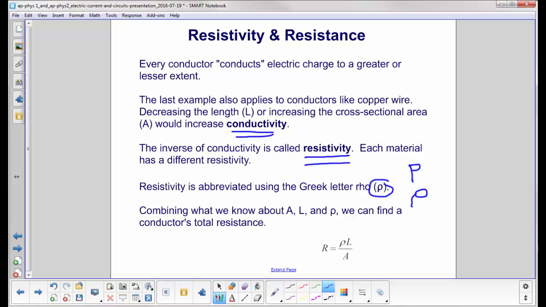We now combine everything we learned. Resistance of a conductor is resistivity, the greater the resistivity, the greater the resistance, times length of the conductor, greater length, more resistance, divided by, or inversely proportional to, the cross-sectional area. The bigger the cross-sectional area, the smaller the resistance.